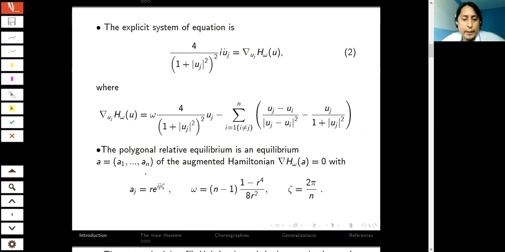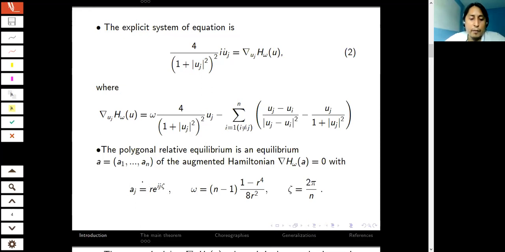So it's very easy to see that if you take the positions of the vortices in the components A1 to AN, where AJ is equal to a radius r times e to the i j zeta, and zeta is the angle 2 pi over n, then basically this is just a polygon with the radius r.